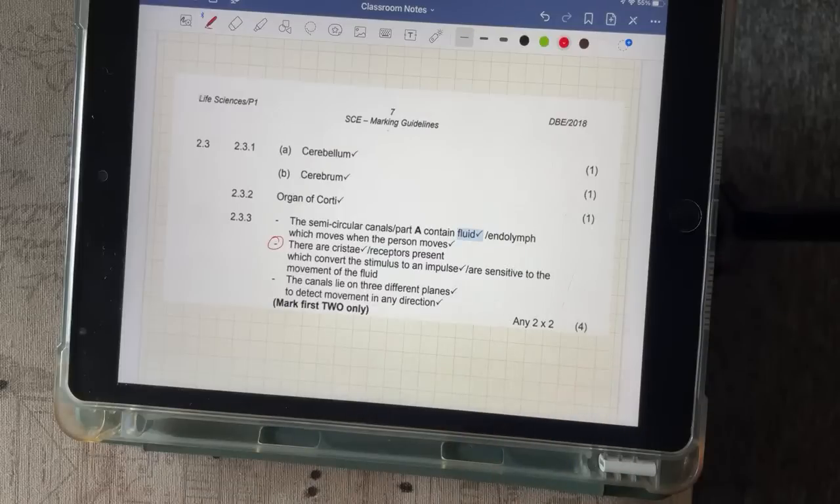Alrighty then. Ma'am, difference between endolymph and perilymph. Endo's on the inside, peri's on the outside. But don't worry, you don't need to know the difference for the final exam. You can use any word, peri or endo.